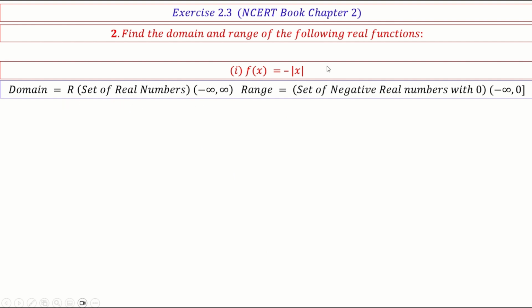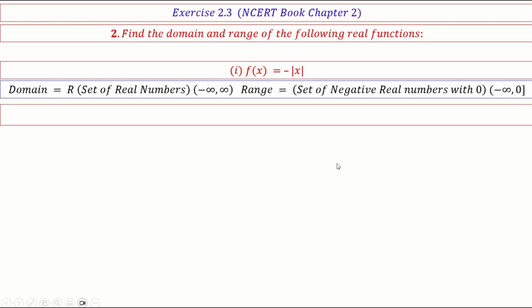You can check how to find the domain of a function. The domain is: you can give any value to x, right? From minus infinity to infinity, any value you can give. So this is basically the set of real numbers. But the range is always negative here. Whatever value you give to x, you get a positive value out and then the minus applies. So this is only minus infinity to 0 inclusive, because if x is 0, you will get 0 value. So the range is minus infinity to 0.